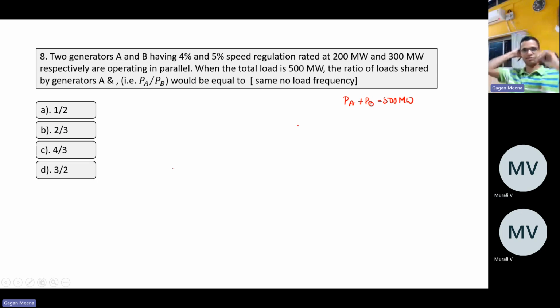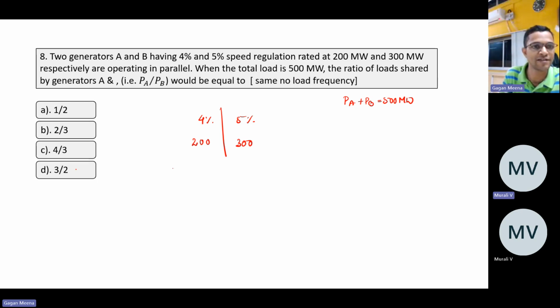Now calculate. Here we have a 4% droop for generator A and 5% droop for generator B. We have to calculate the ratio here. I think these options are incorrect. These options are not correct. The value is 227, meaning PA.